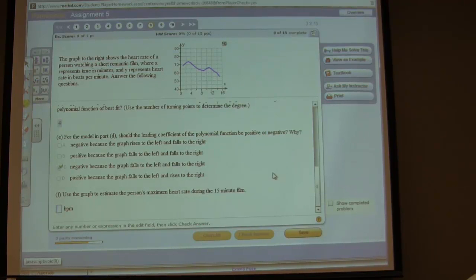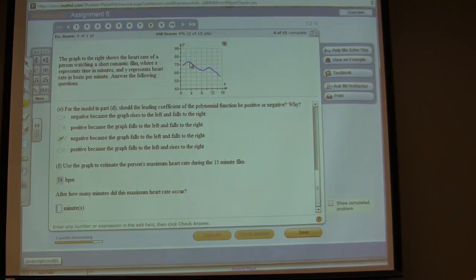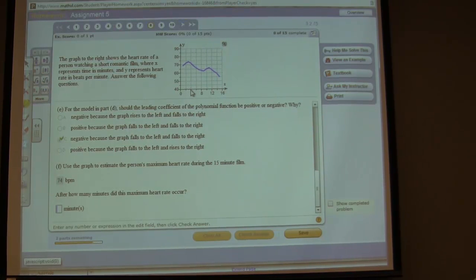Now, what's the maximum heart rate during that whole episode? Well, it's the highest point on the graph. If we look at it, it's right up here. Looks like about 74. And after how many minutes did that occur? Well, the minutes are the x-axis, so that occurred after 3 minutes.